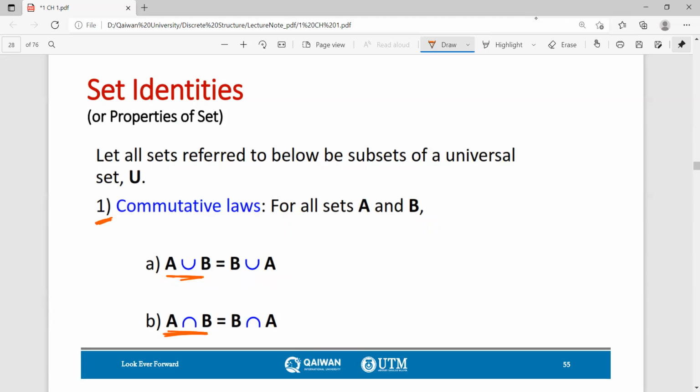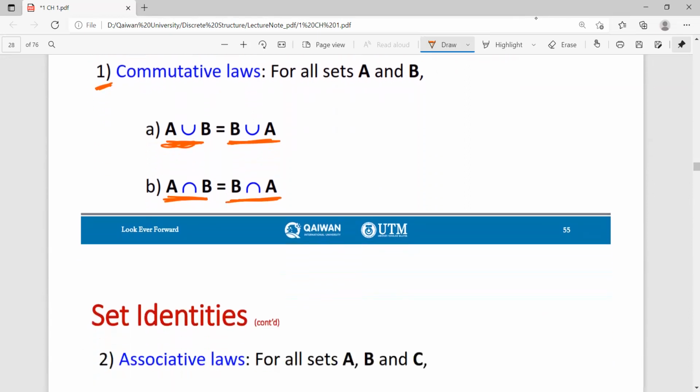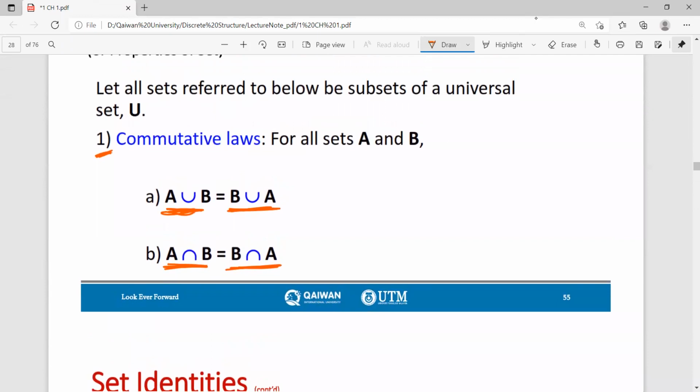Okay? Here, A union B is equal to B union A. Even for intersection, A intersection B equals B intersection A. During the exams, if you are asked to find A union B, it's okay if you find B union A. Both are the same. Any of these, you'll get the same result for each, even for intersection.